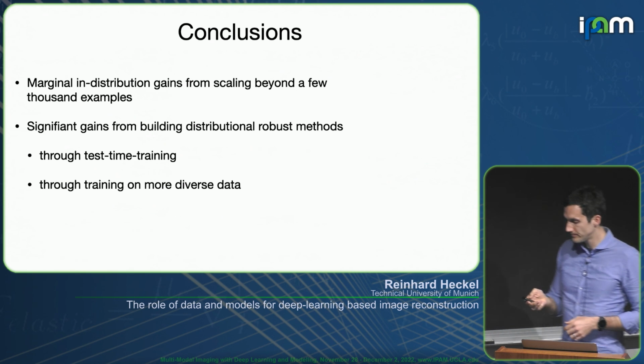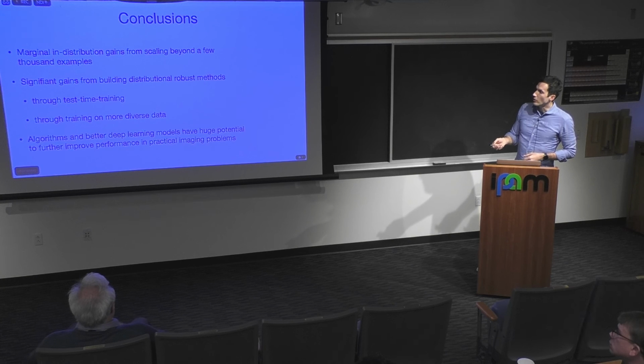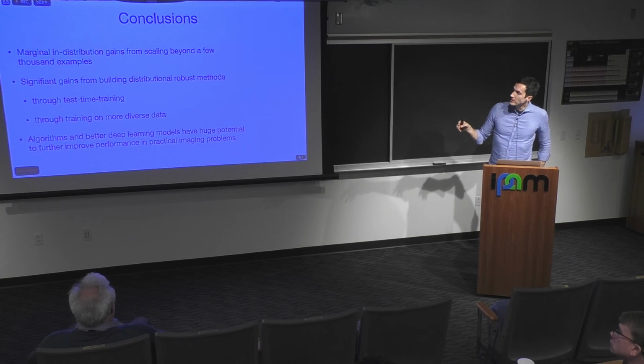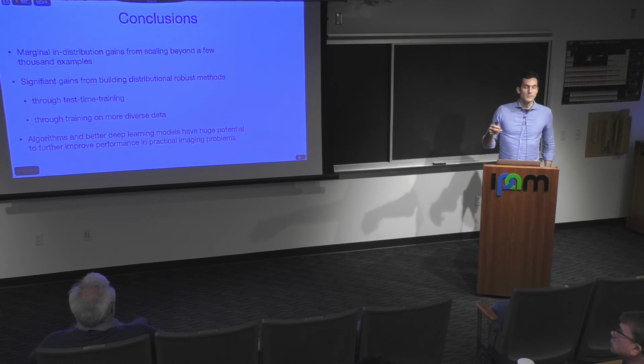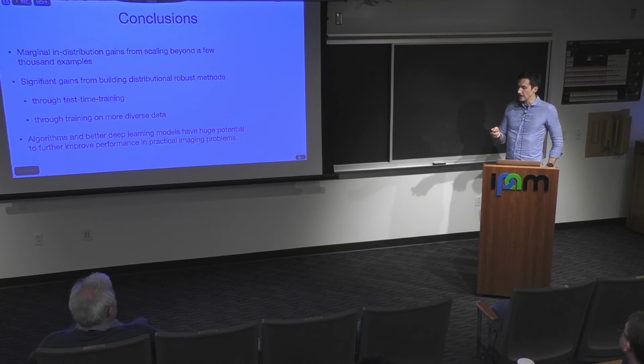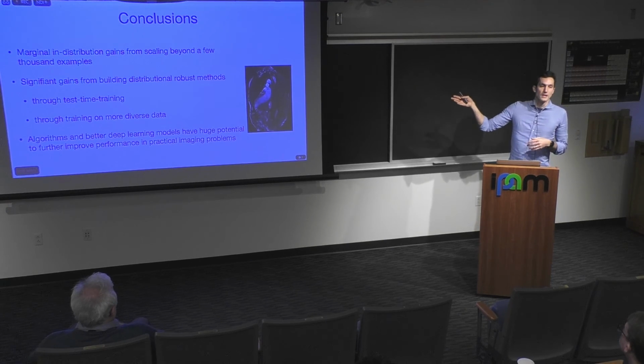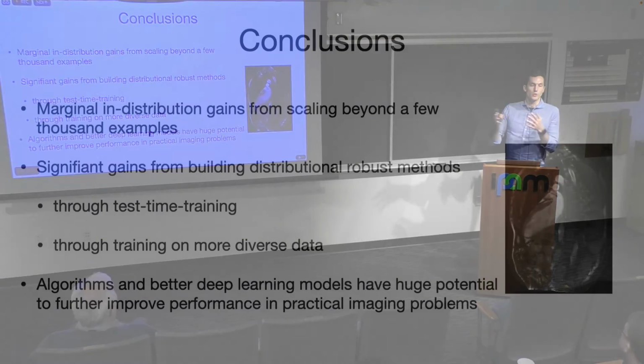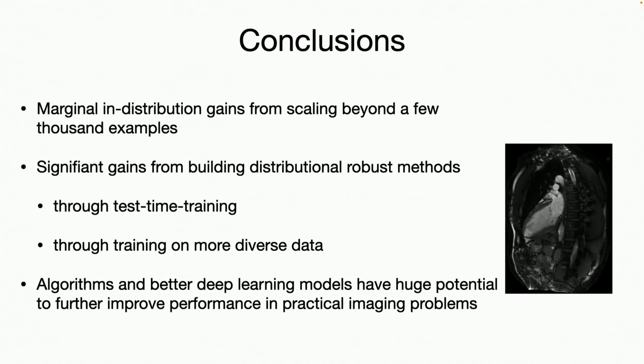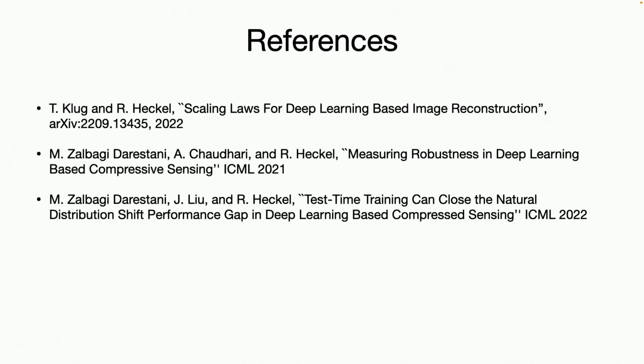Those are huge differences. I also think more broadly that algorithms and better deep learning methods still have huge potential to further improve performance in practical imaging problems. With practical imaging problems, I also mean, to give one example, things like cardiac MRI, where things are moving. There are still a lot of gains to be expected from having better models. All right, so here are the references of the papers I talked about, and with that I would like to thank you very much for your attention.